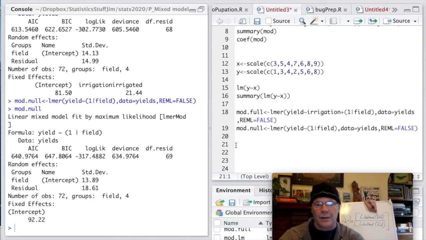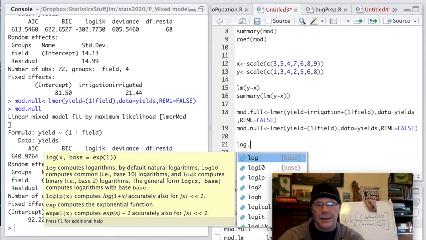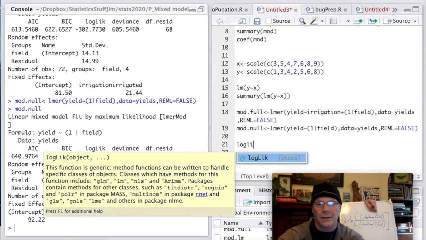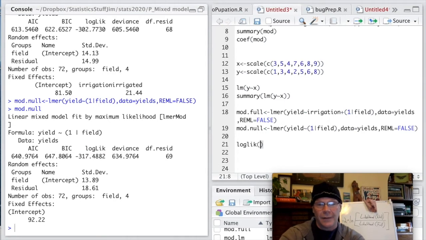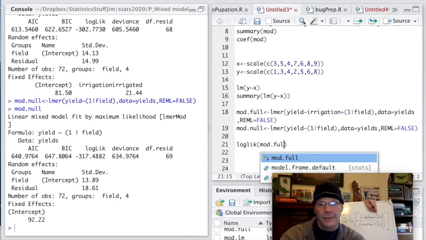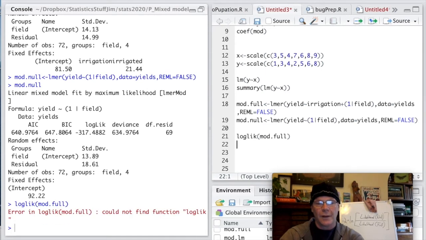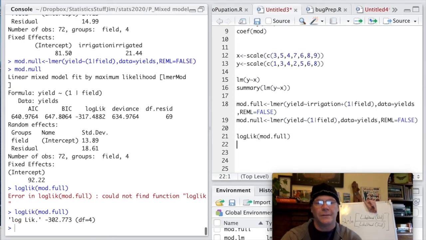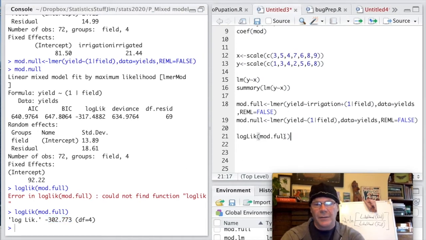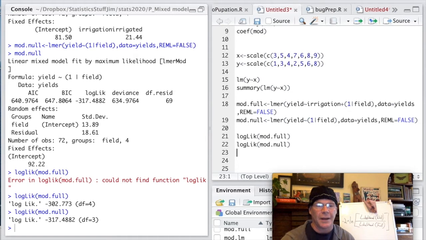And so now I have these two models, and as we've played with a little bit before, we can extract the log likelihood, logLik, of our mod full. This has to be capitalized, okay. And so there is the log likelihood of the full model. And then similarly, we can extract the log likelihood of the null model. Okay, so now we have two likelihoods.